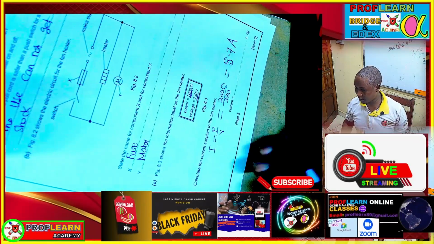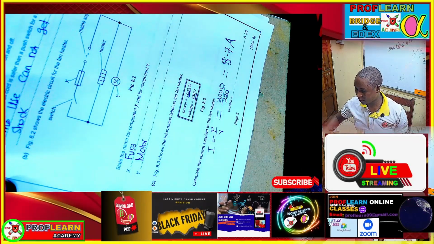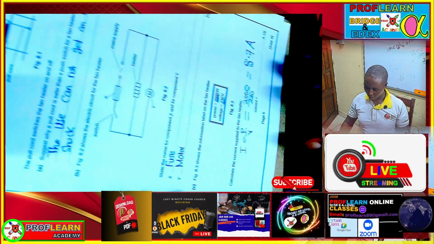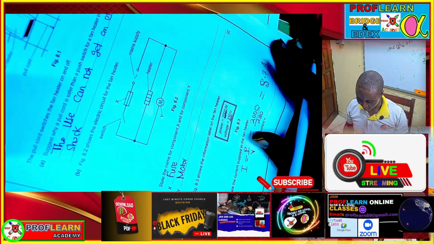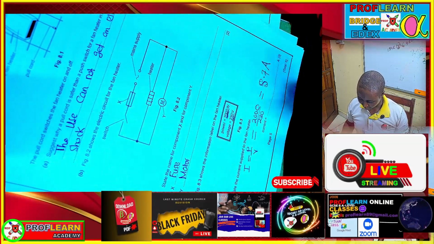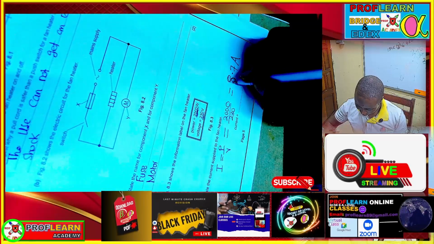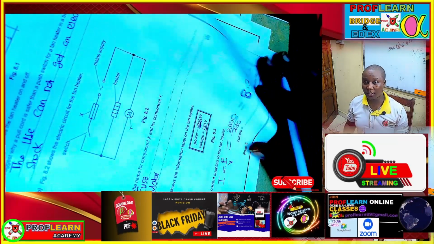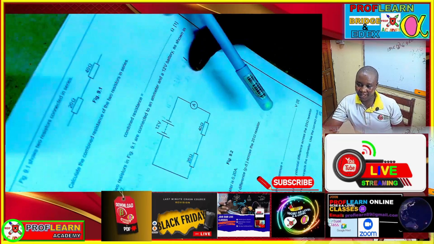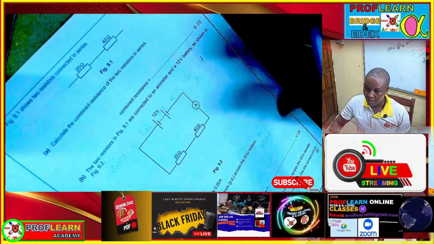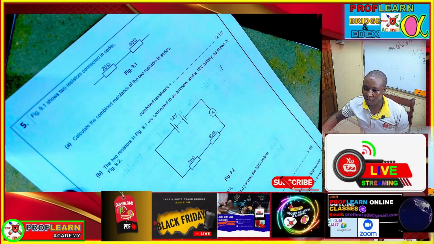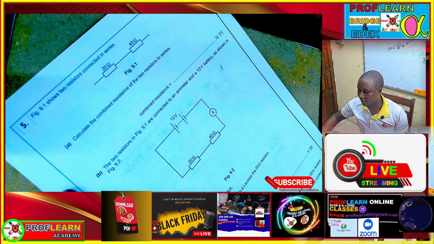So in the event you are given a question, you are really expected to show all your working and make sure you give your answer. Don't give your answer as fractions. In physics, we don't give answers as fractions. So under electricity, connection of different resistors, you can see here we are having resistors connected.